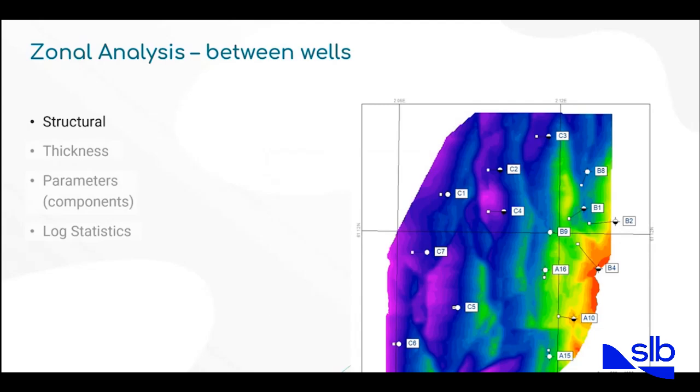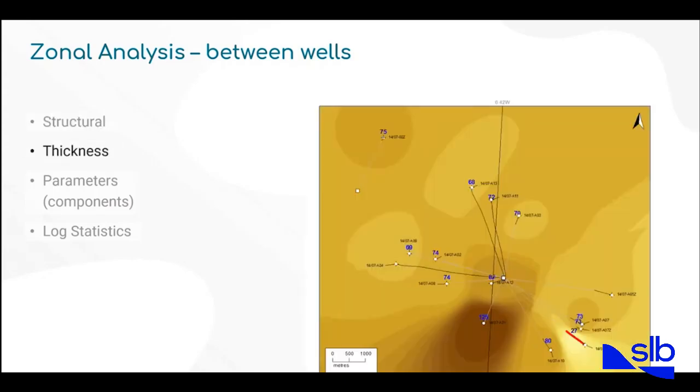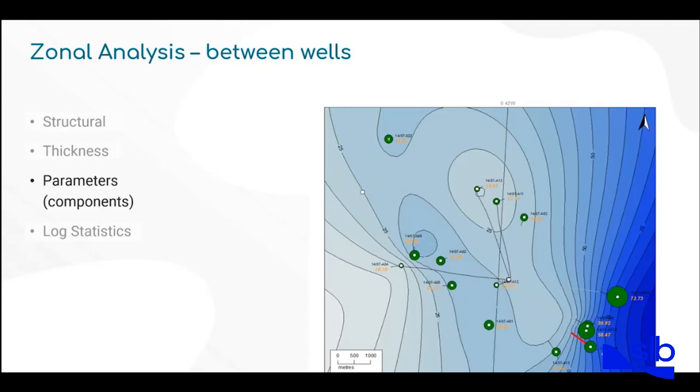You can bring in from external sources or generate your own structural surfaces. You can generate thickness grids. So find a zone, top and base, or multiple zones, and calculate the thickness. Then you've got the parameters. So this is using components. The parameters that you have set for, like I say, your min solver or your porosity and water saturation, that can all come across and be looked at.